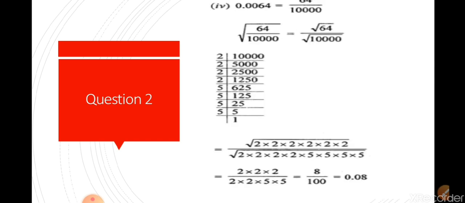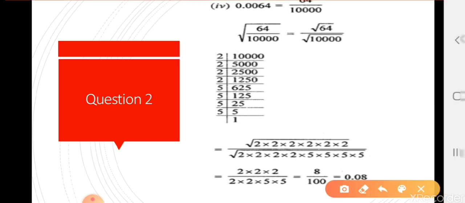Question number 2, 4th one. It is given in decimal, 0.0064. Now if it is written in decimal, we can write it in fraction also. When we write the fraction, after the decimal how many numbers are there? 1, 2, 3, 4. So simply here we can write 64 upon 10,000.